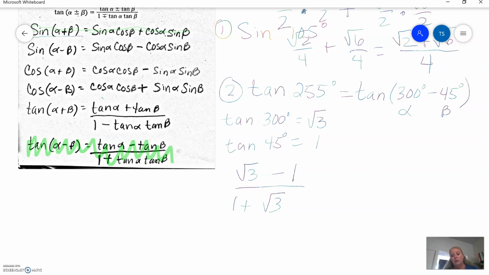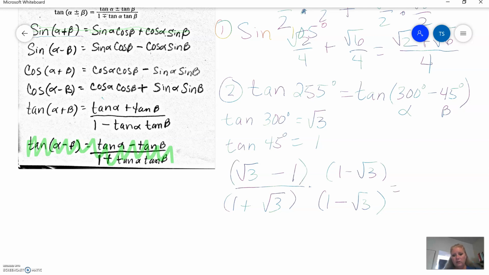All right, now we are going to rationalize the denominator. We have a binomial irrational number in the denominator, so that means we're going to multiply by the conjugate pair. So this is 1 plus radical 3. The conjugate pair to that is 1 minus radical 3. Okay. So, and then we just FOIL.